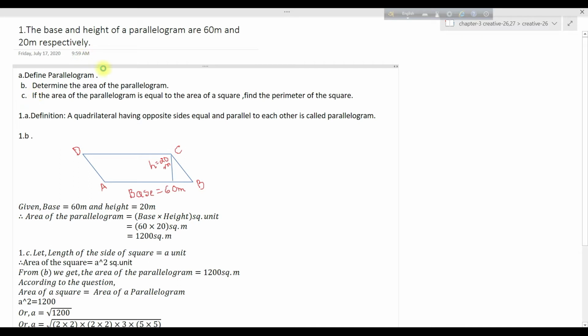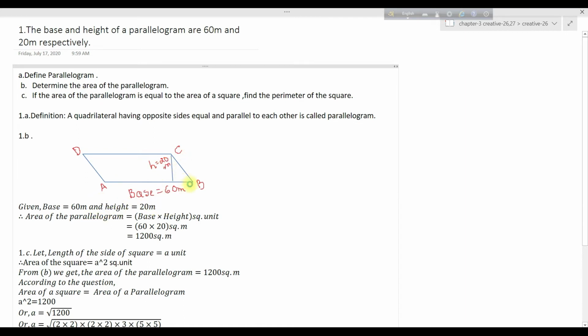The next question, b, determine the area of the parallelogram. Here in this picture you can see that the base is 60 meter and the height is 20 meter. I recommend all of you to draw the picture from the given information so that it will be easier to find the solution. First of all, in the given figure, base AB equals 60 meter and height CE is 20 meter.